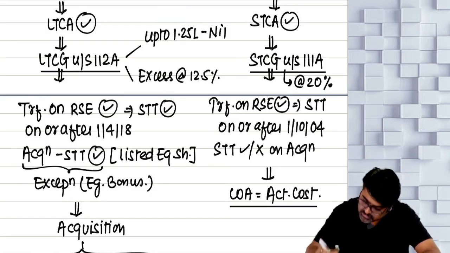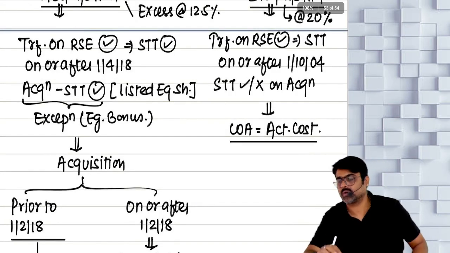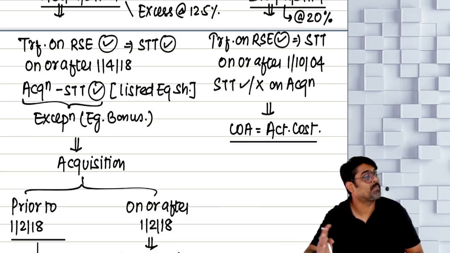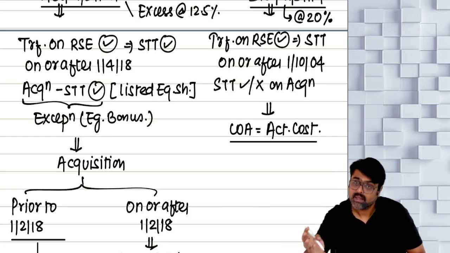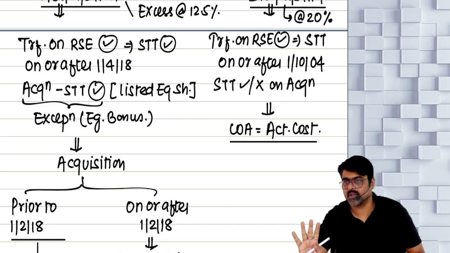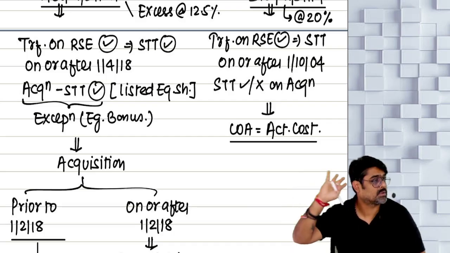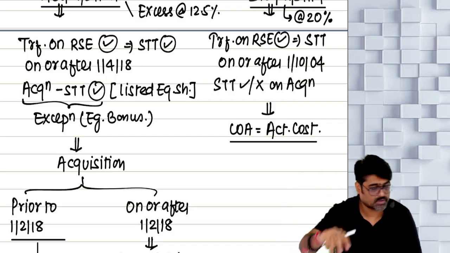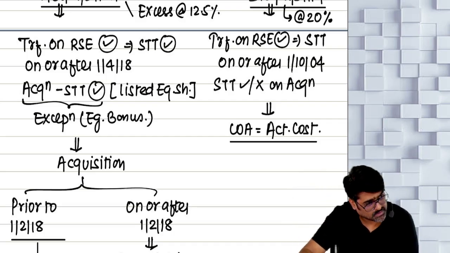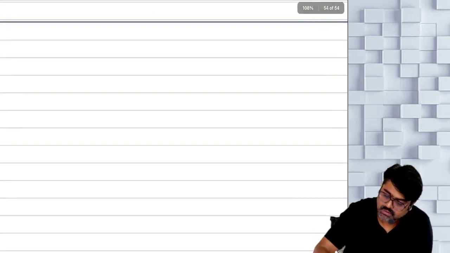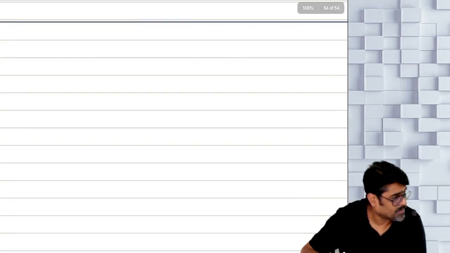To calculate this capital gain, what cost of acquisition are you going to take? Actual cost. Whether the listed equity shares are purchased by you or they are bonus shares or they are right shares, any type of listed equity shares, you are always going to take what? Actual cost as the cost of acquisition. Understood? Sure, sir? Perfect. Now, today we'll end here.